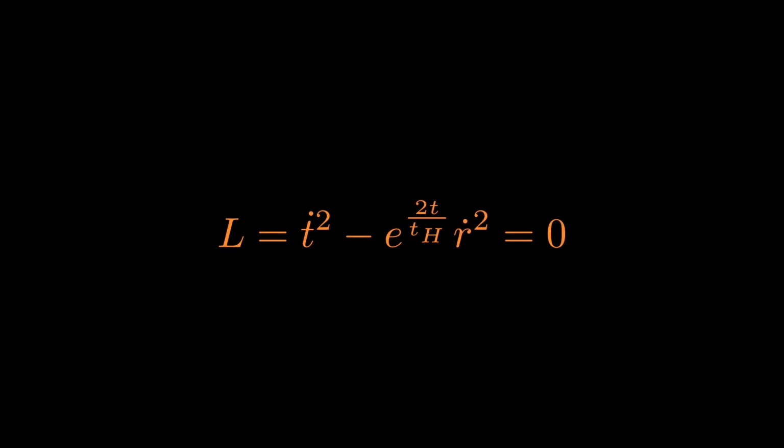Now, since the ray moves along theta equals pi over 2 and phi equals 0, the terms of the Lagrangian for theta and phi disappear. And since we are talking about a light ray, or null geodesics, we can set the Lagrangian to 0, thus getting the equation t dot squared minus e to the power of 2t over t sub h times r dot squared equals 0. This leads to the final expression in orange.